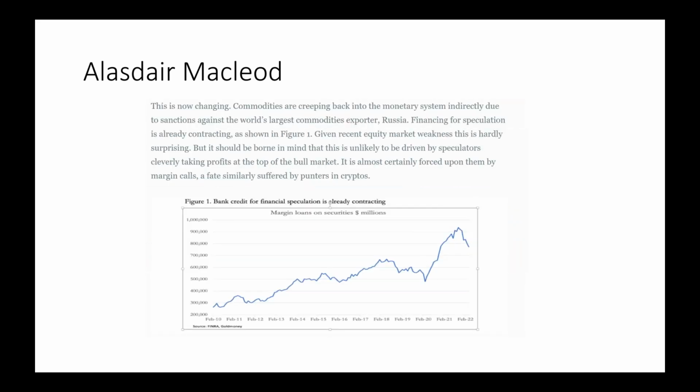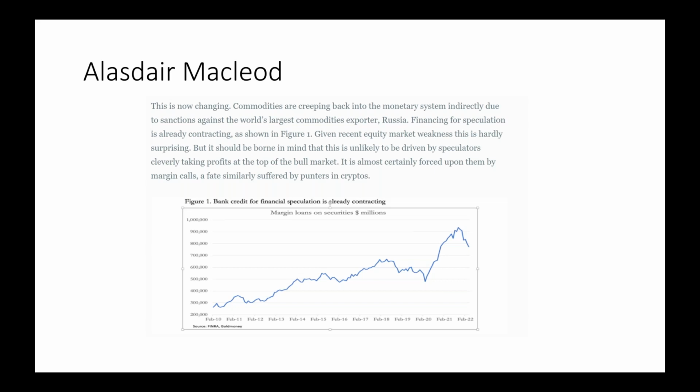He said, now we're seeing this change. We're seeing commodities now creep back into the monetary system. This plays into the currency money cycle that I've talked about, that as fiat currencies fail, they start to get backed by tangible stuff. Now, commodities are getting back into the system indirectly due to the sanctions against Russia, which is the world's largest commodities exporter.